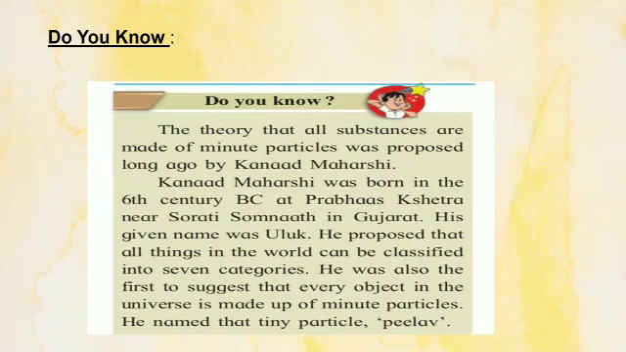The theory that all substances are made of minute particles was proposed long ago by Kannad Mahashri. Kannad Mahashri was born in the 6th century BC at Prabhas Kshetra near Somnath in Gujarat. His given name was Uluk. He proposed that all things in the world can be classified into 7 categories. He was also the first to suggest that every object in the universe is made up of minute particles. He named these tiny particles Pilav.